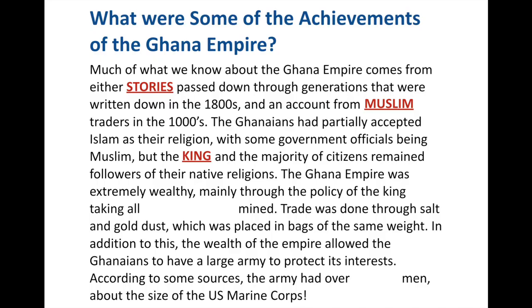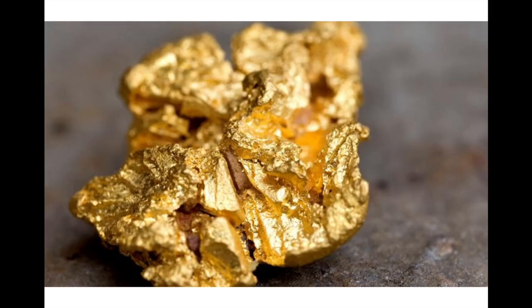The Ghana Empire, as a result of the trade, was extremely wealthy, mainly through the policy of the king. The king was pretty much the richest guy. The reason why is he took all the gold nuggets that were mined. He had a policy that anything above a certain size, he kept. The rest could then be used.